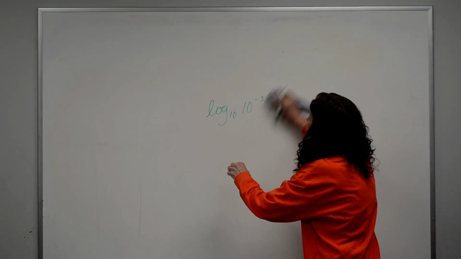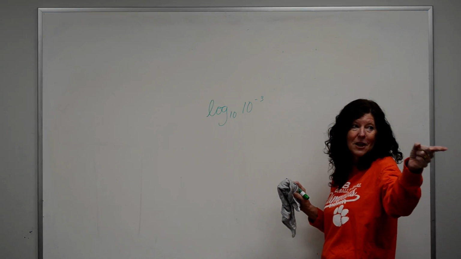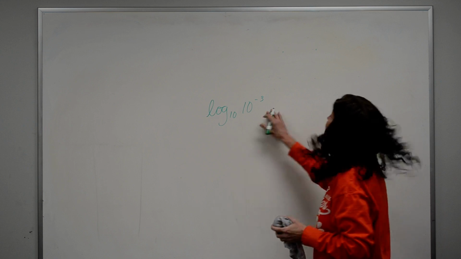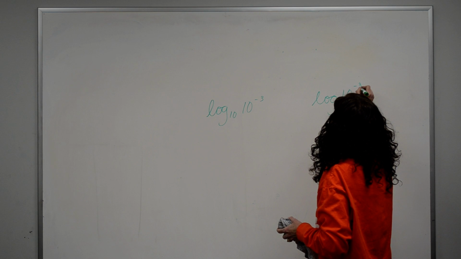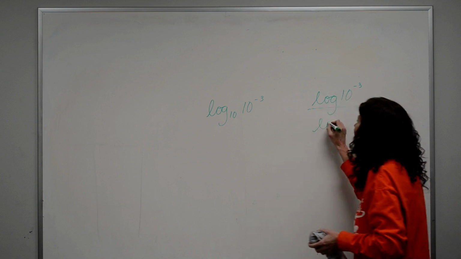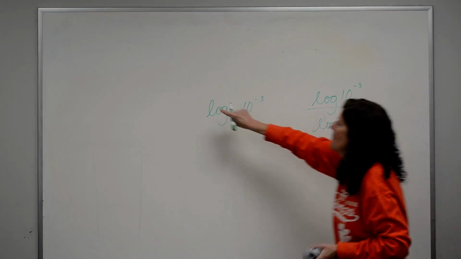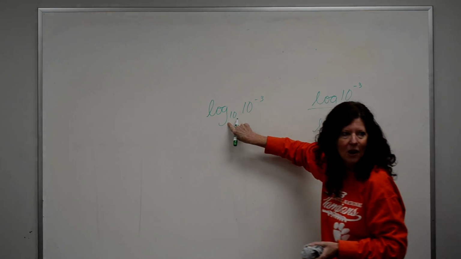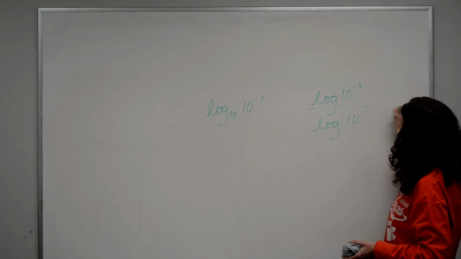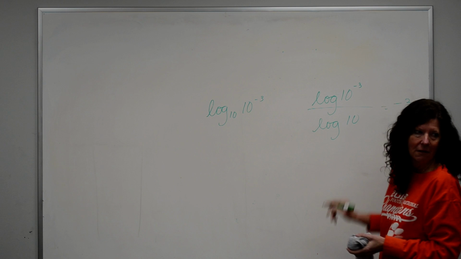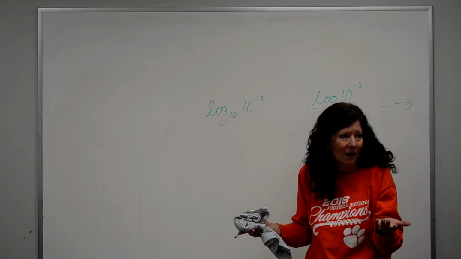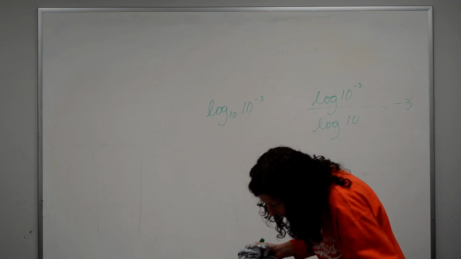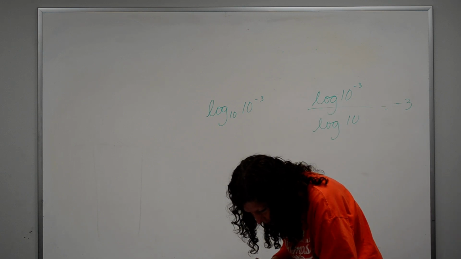Remember how I told you that you can do division with the logarithms. Okay, so I can do the log of 10 to the negative 3rd power divided by the log of 10. Remember, the log of this divided by the log of that. Guess what that's going to give me? -3. Okay, so you can do it either way. I can't unteach you the shortcut. All right, and that gets even more extensive later on.